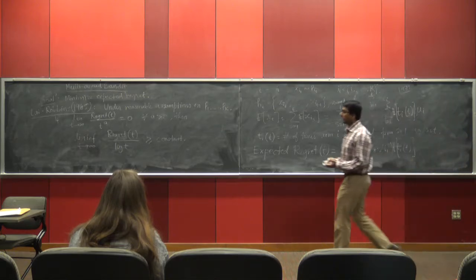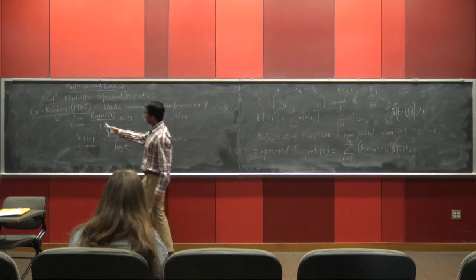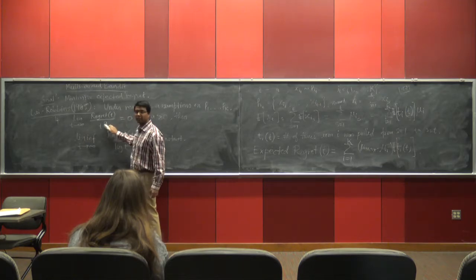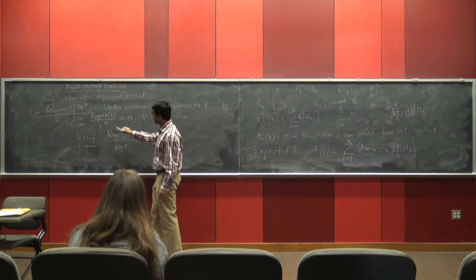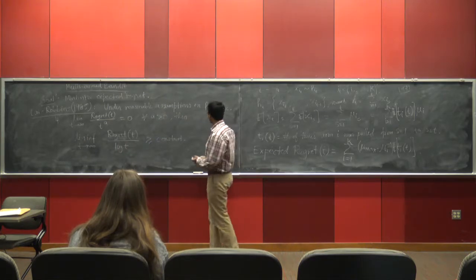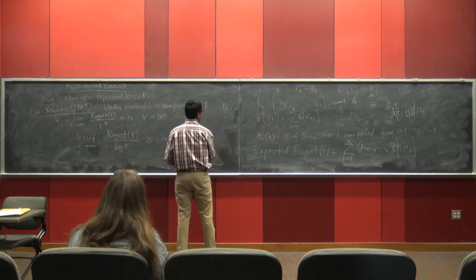Well, what Lai and Robbins suggested is that our regret should be of the order of t raised to a. Or rather, it should be smaller than t raised to a for any a greater than 0. So what does that mean?